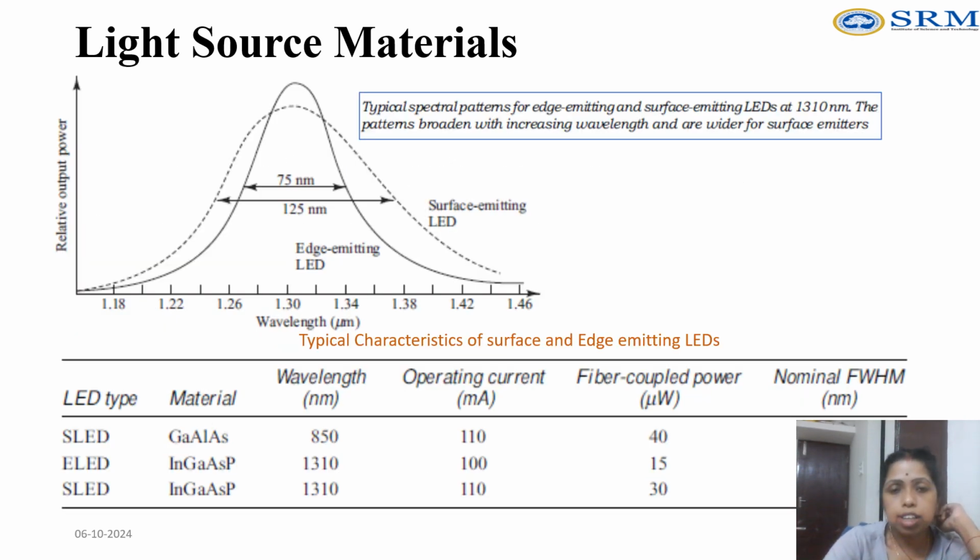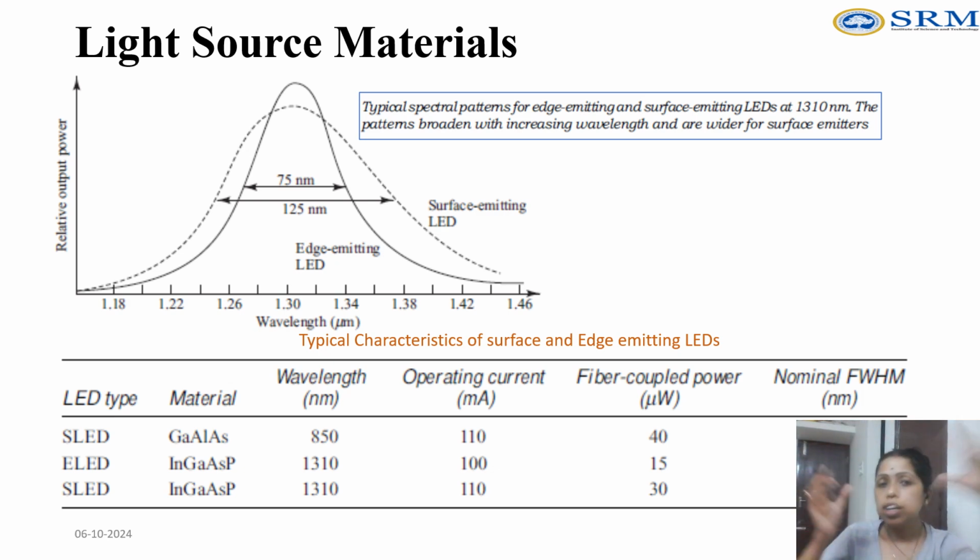In the last class we discussed two different kinds of light emitting diode: one is the edge emitter, another is the surface emitter. Here you can see the surface emitter. The surface emitter means the photon comes from the surface of the device, from the substrate side. So it has a wider area, and the fiber is also not coupled properly.